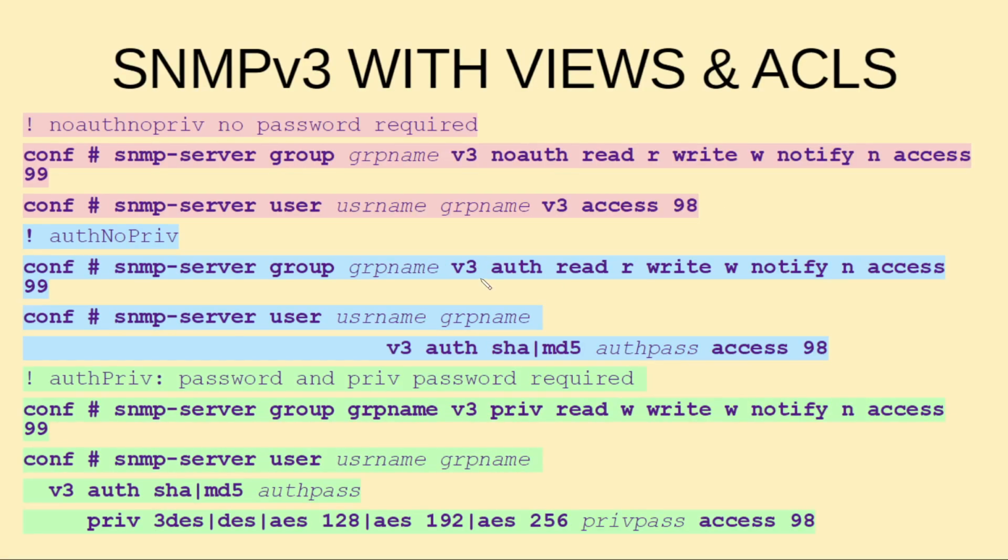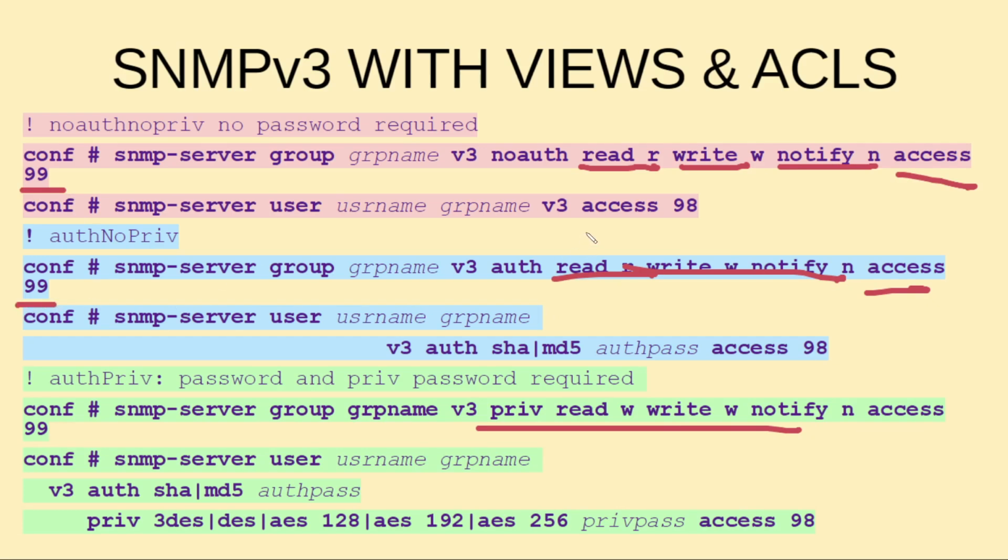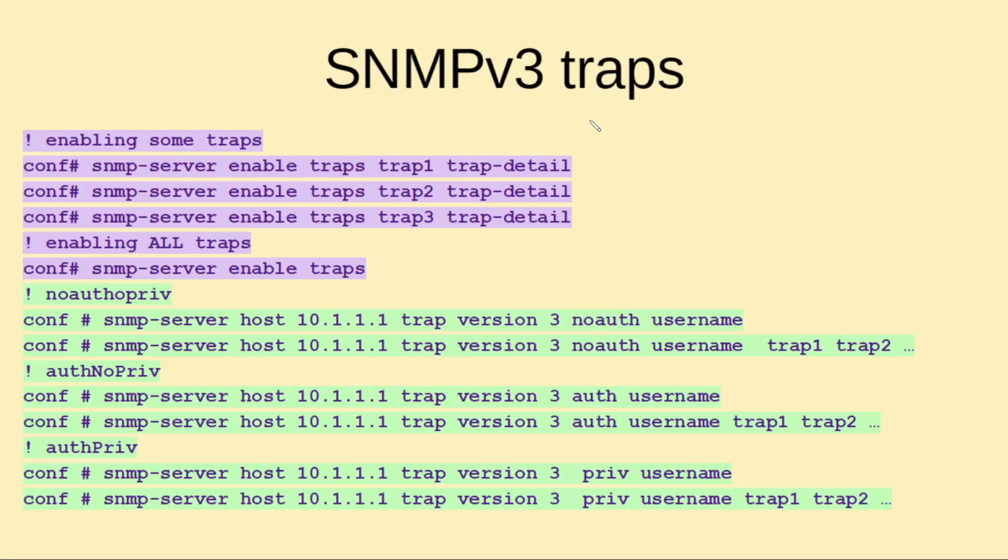Now, these are examples of how to configure SNMP version 3 the recommended way. We are configuring a read view, a write view, and a notify view at the group level. And we are also adding an access control list for the group, and optionally we can add an access control list for the user.